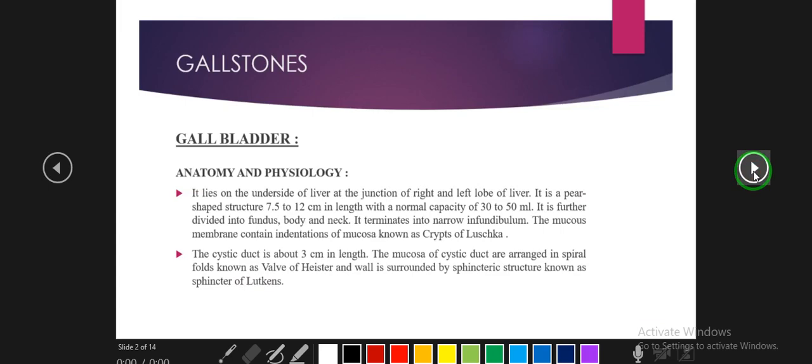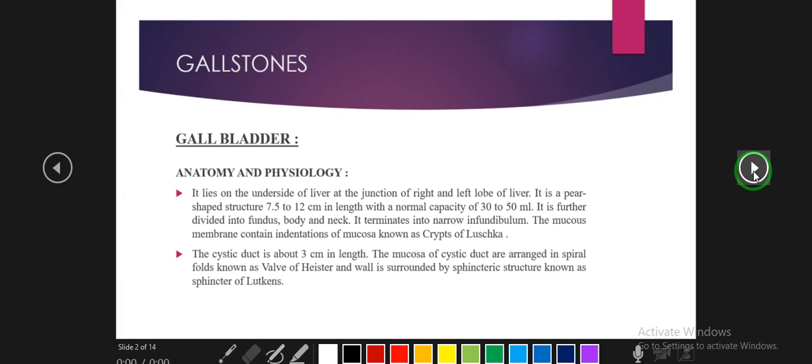Anatomy and physiology of the gallbladder: it lies on the underside of the liver at the junction of right and left lobe of the liver. It is a pear-shaped structure, 7.5 to 12 cm in length, with a normal capacity of 30 to 50 ml. It is further divided into fundus, body and neck. It terminates into narrow infundibulum. The mucous membrane contains indentations of mucosa known as crypts of Luschka.